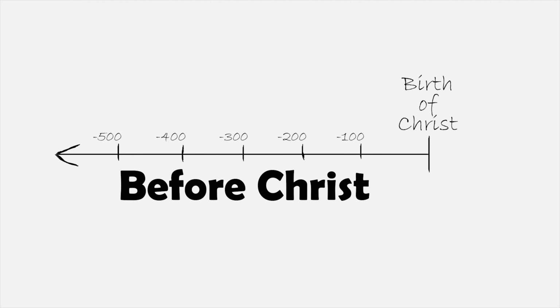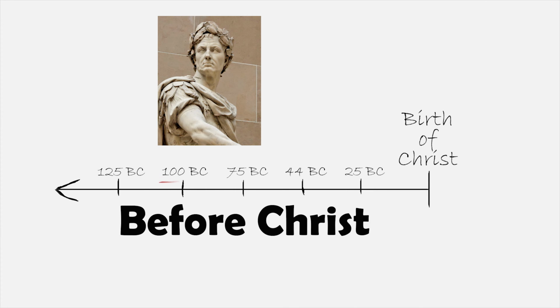But instead of saying that an event happened, for example, minus 500, we can just say 500 BC. As a consequence, the larger numbers in BC happened before the smaller BC numbers. For example, Julius Caesar was born in 100 BC and died in 44 BC.